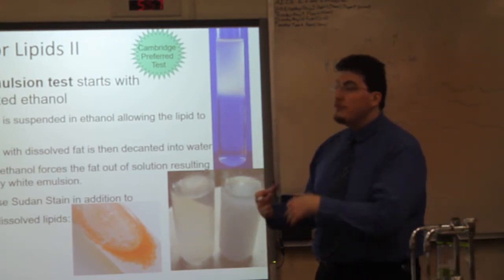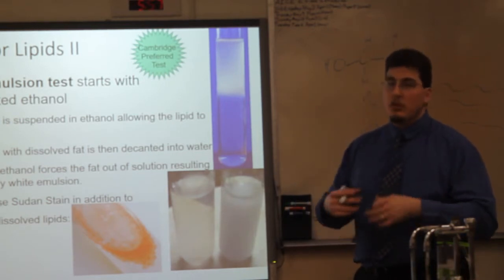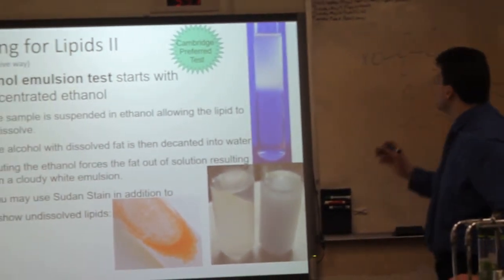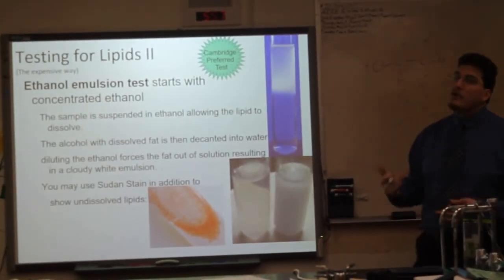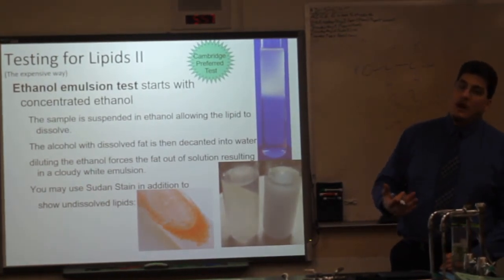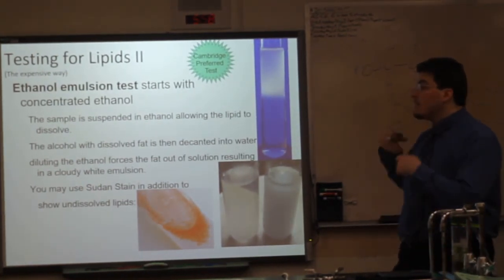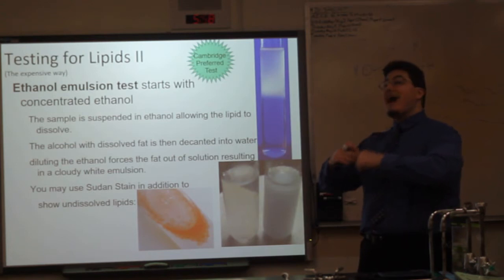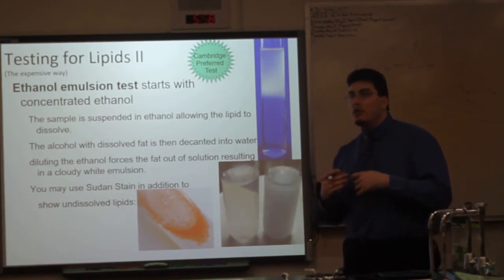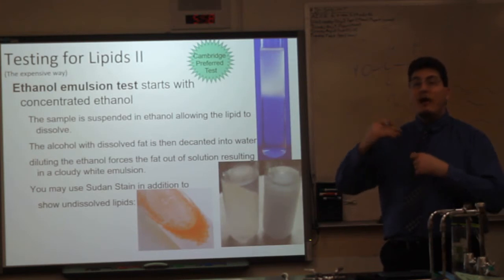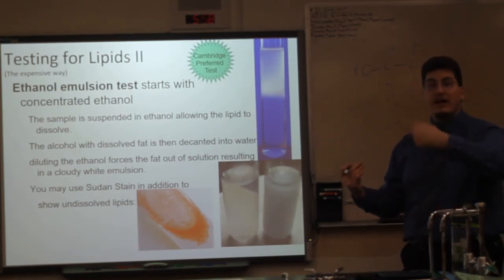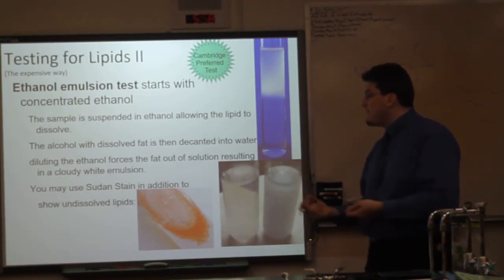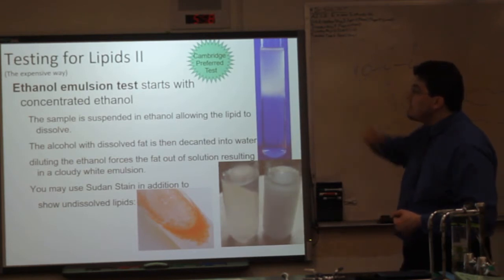So, lipids will dissolve in pure alcohol. But as soon as you start adding water, and you dilute the alcohol, so that it becomes more water than alcohol, the water is polar, and the lipids are non-polar. The non-polar lipids will come out of solution with the now diluted ethanol, and you will have an emulsion of water and lipid. So you'll get this cloudy, milky, white mixture.